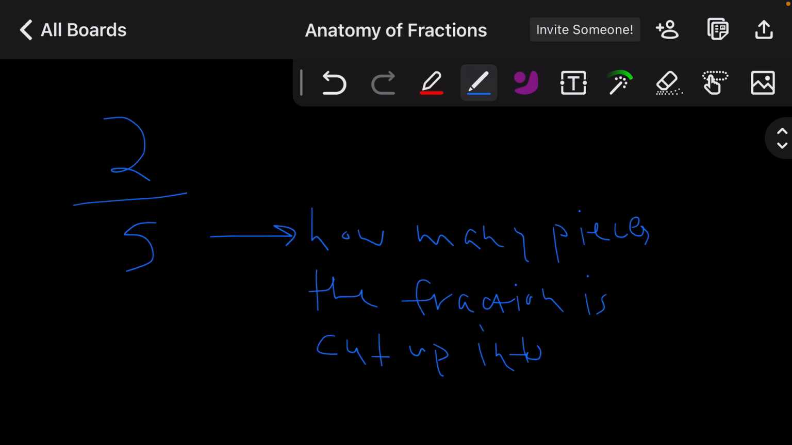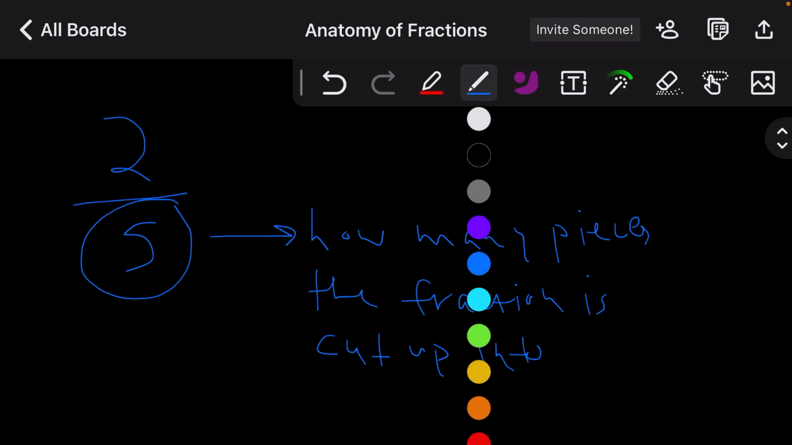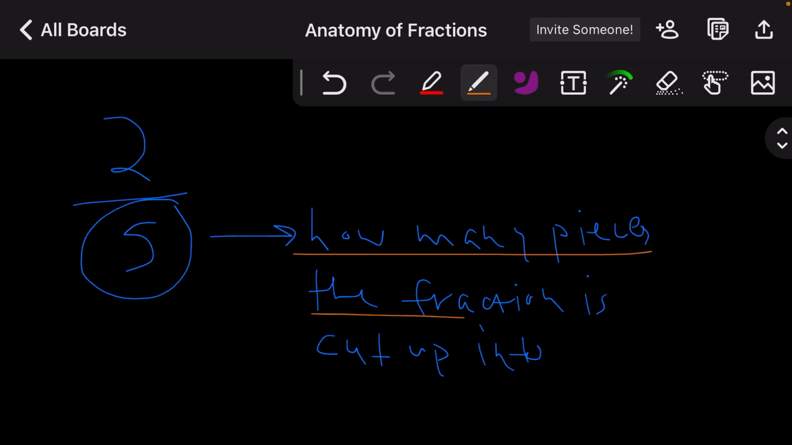If we're talking about apples, the apple will be cut up into 5 pieces. And the pieces have to be the same size. That's another thing in terms of the denominator: the pieces have to be the same size. We could cut an apple up into 5 pieces, we could cut a slice of pizza up into 5 pieces, we could cut up a tree or a log into 5 equal pieces. But the number on bottom lets you know, again, how many pieces it's cut up into.